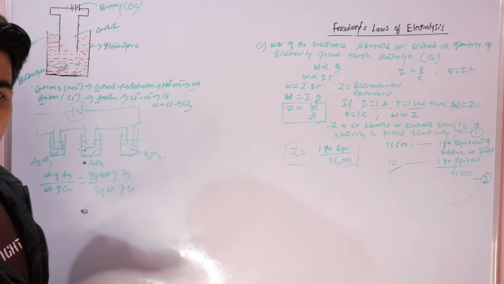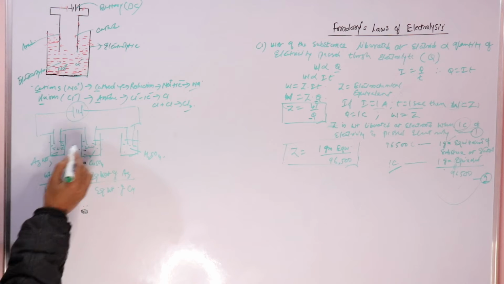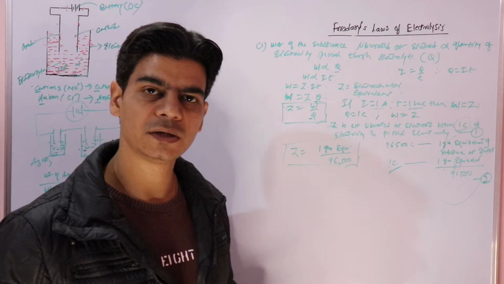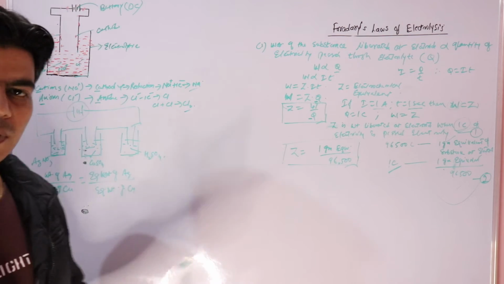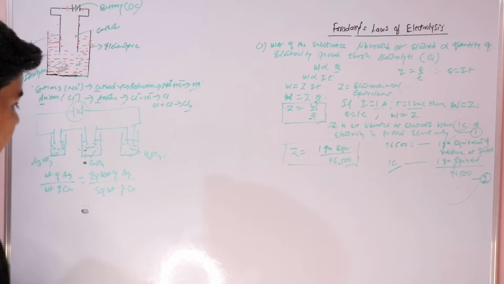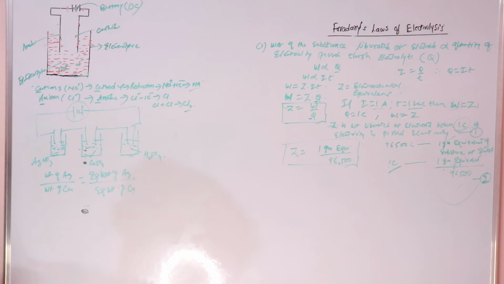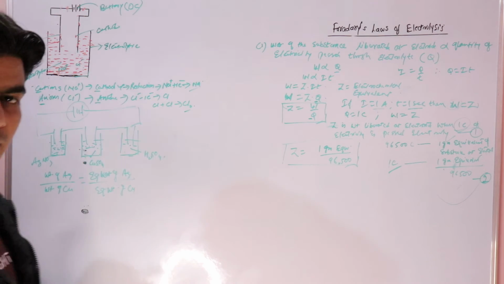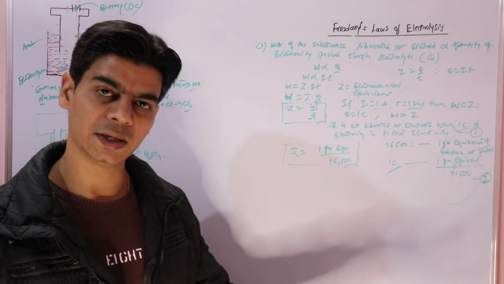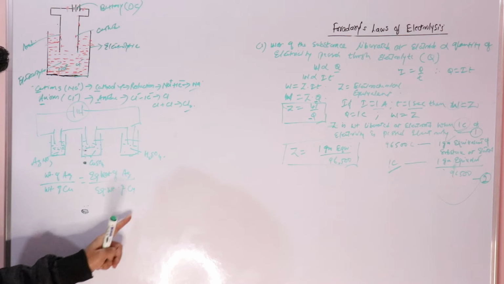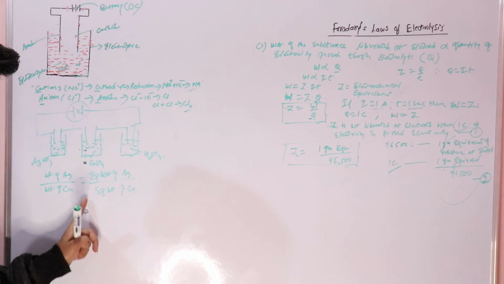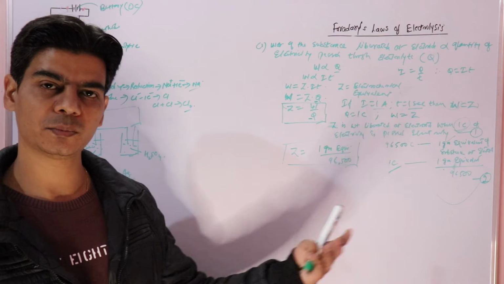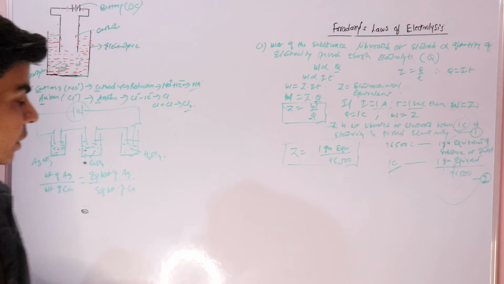So the more the equivalent weight, the more would be the amount of substance deposited. We know that the equivalent weight of silver is 108 and that of copper is 31.75. So when the same amount of electricity is passed, in the case of silver nitrate we get 108 gram of silver at the electrode, but we get less copper, because in the case of copper we get 31.75 gram of copper at the electrode.